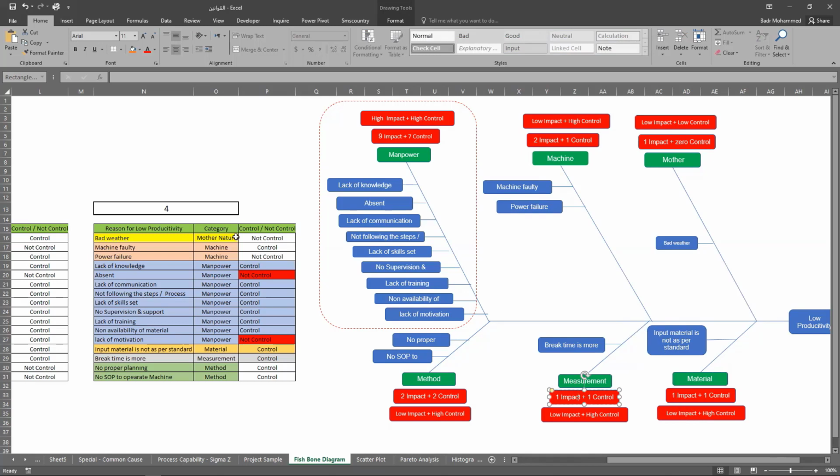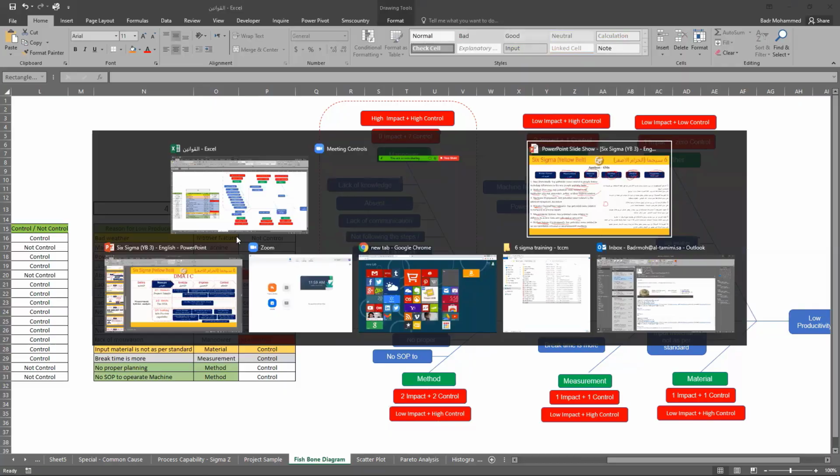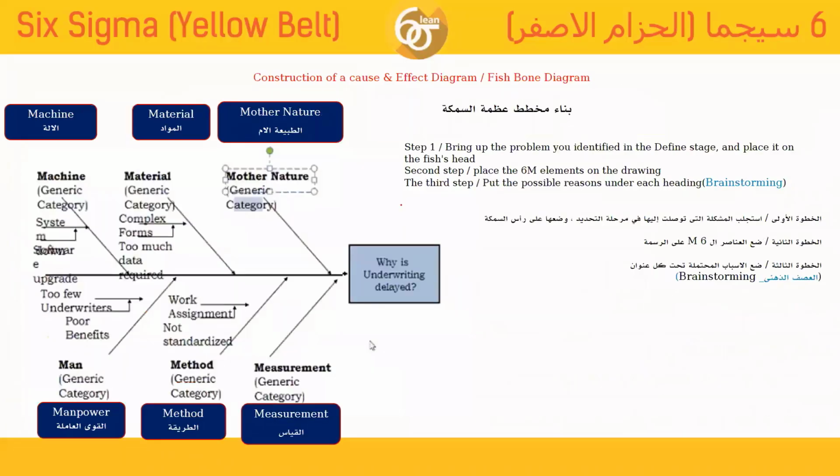So this is the fishbone diagram. This is what you need to know about the fishbone diagram. You are not requested in the Yellow Belt to build the fishbone diagram. You just need to have the idea about how to build it, but you are not requested to do it in this belt.